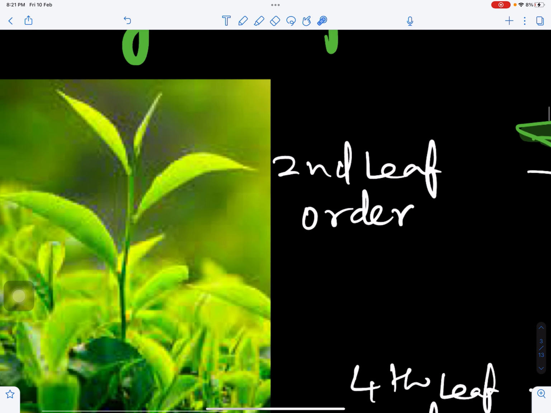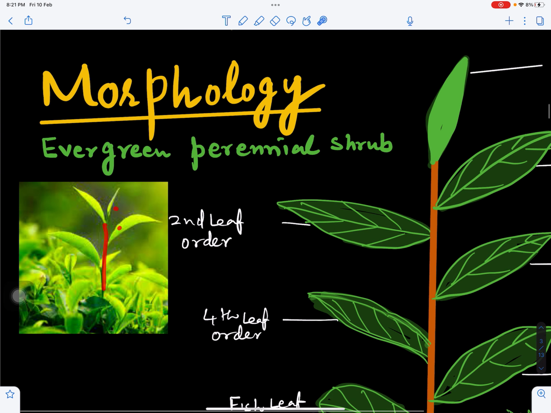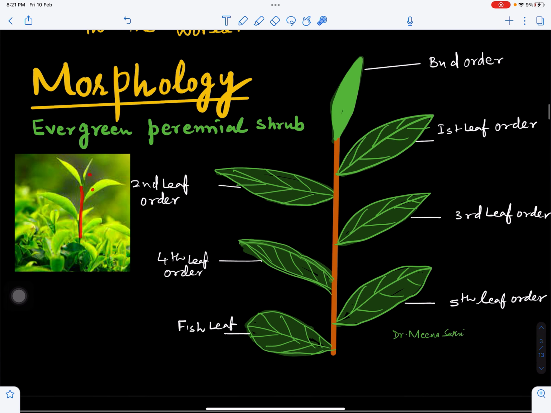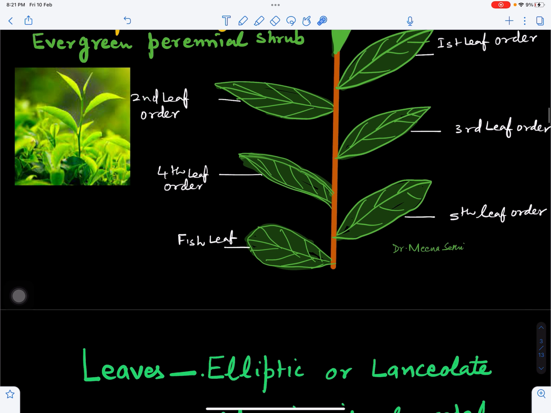And if we see its plant, we can see here, this is the stem and these are its leaves. Now this is the bud which is present at the tip. This is the stem and here the bud is present. And this is the first leaf and this is the second leaf. So this is first leaf order, this is second leaf order, third leaf order, fourth leaf, fifth, and this is the fish type leaf. So this is about its stem and leaves and buds.